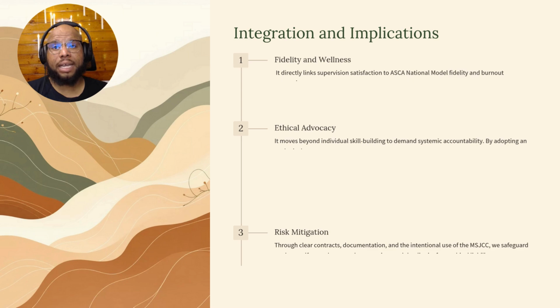Second, it promotes ethical advocacy, drawing on Salvage, Romer, and Nichols' 2020 ecological frameworks. Supervision becomes a platform for social justice and accountability, encouraging interns to address inequities and challenge institutional barriers rather than adapting to them. Third, effective supervision ensures risk mitigation through clear contracts, ethical documentation, and integration of multicultural and social justice competencies to safeguard both students and supervisees.